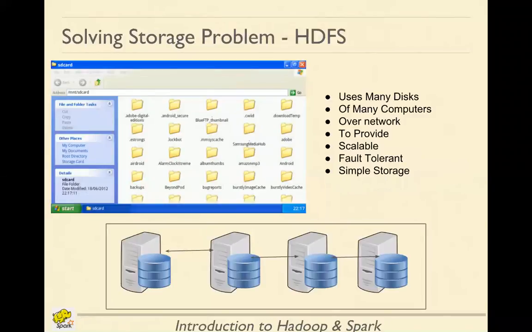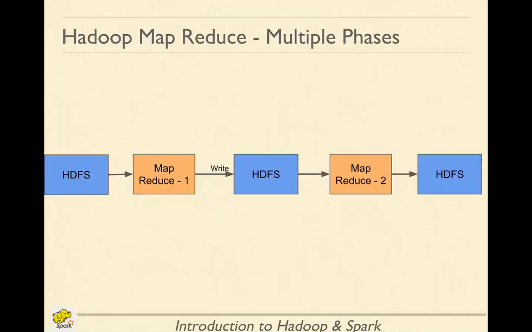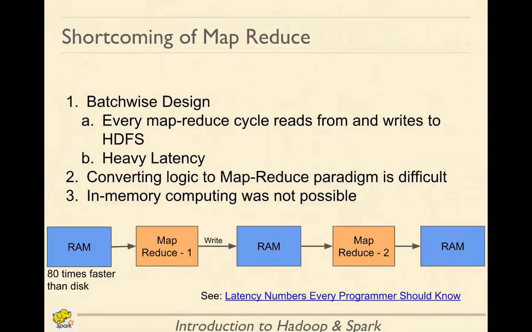So we solved our storage problem with HDFS, computational problem with MapReduce, but MapReduce was slower. Why? Because every result of MapReduce was saved to HDFS, and then the next MapReduce phase would read from HDFS. So this cycle was extremely slow, and that's where the problem was solved by Spark. Instead of writing to the disk, Spark started utilizing RAM, and that's what made a big difference.